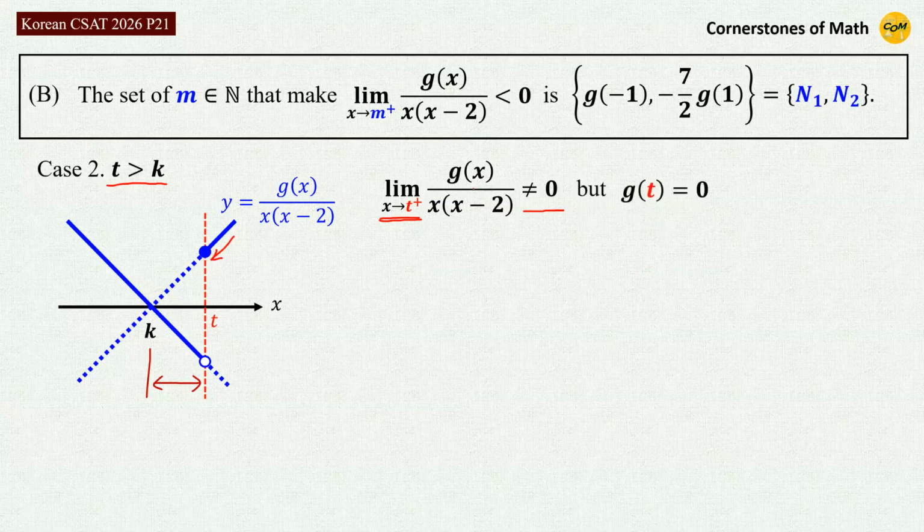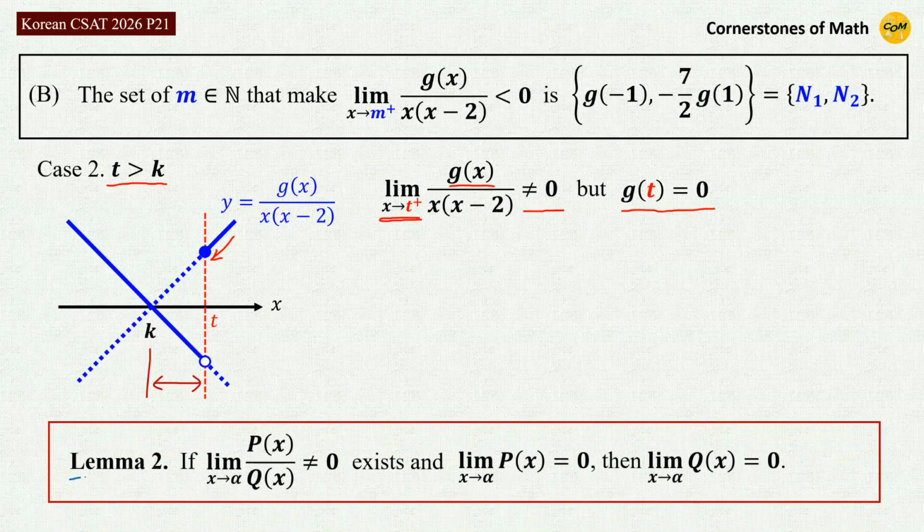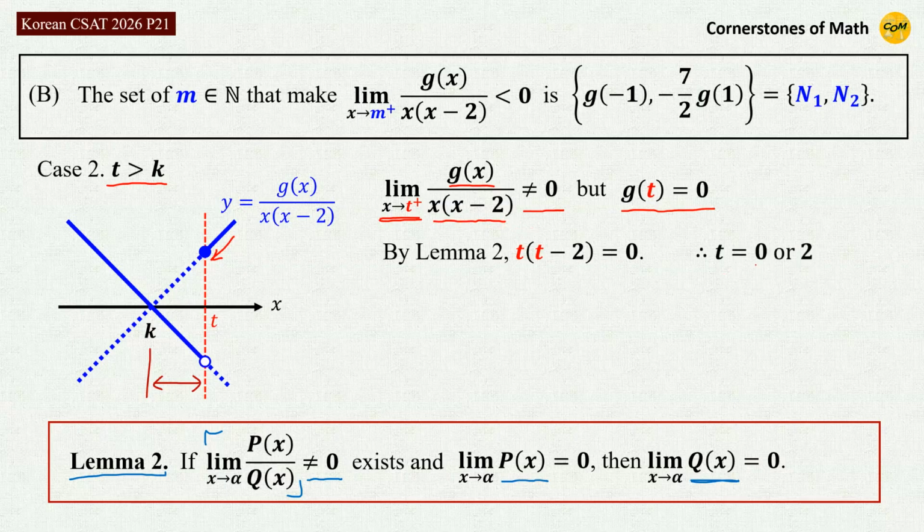However, we have already obtained that the limit of the numerator g of x, which is equal to g of t, must be 0. This is the part where the previously explained lemma 2 comes in handy, which states that if this limit has a non-zero value and the numerator goes to 0, then the denominator must also go to 0. Applying this lemma to our case, the limit of the denominator must also approach 0 when x is approaching t from the right, which gives t is equal to either 0 or 2.